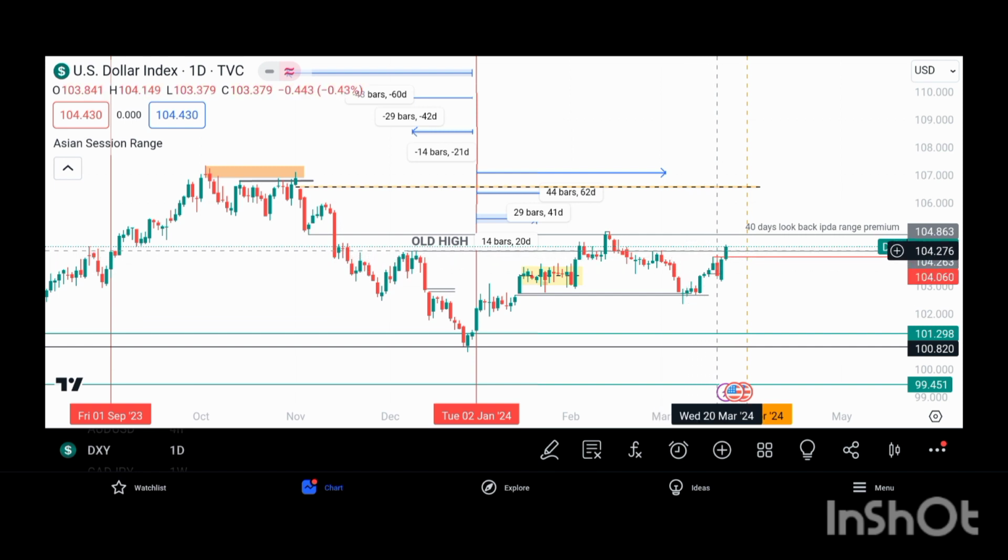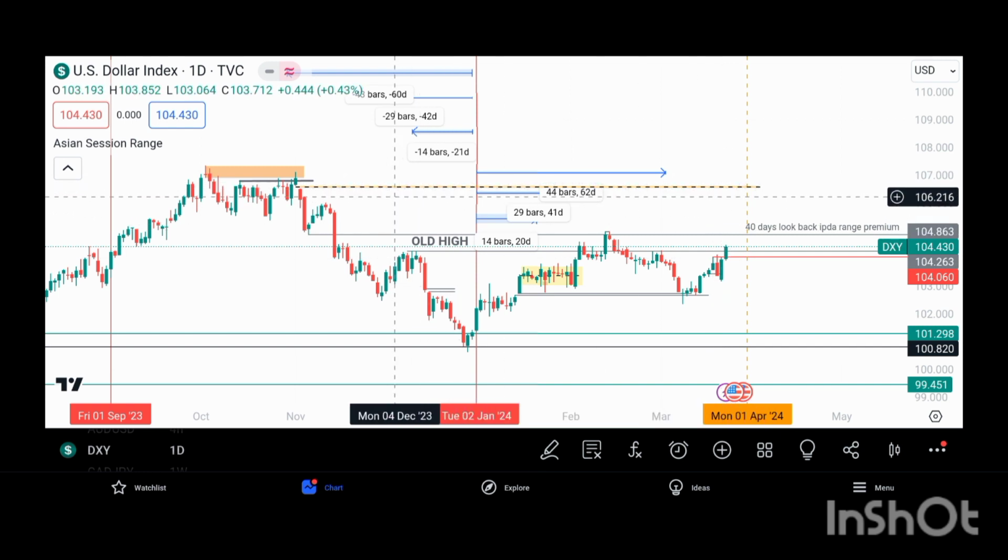Since we have started breaking above the 40 days, we have already destroyed the 40 days here, destroyed the 20 days. What is the next level which ITA will be seeking now? The 60 days look back, which we can spot here. We spot this high because there's an imbalance here with this void again.